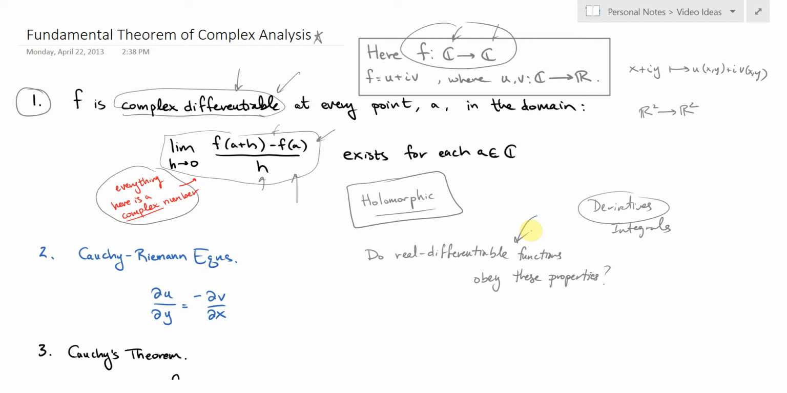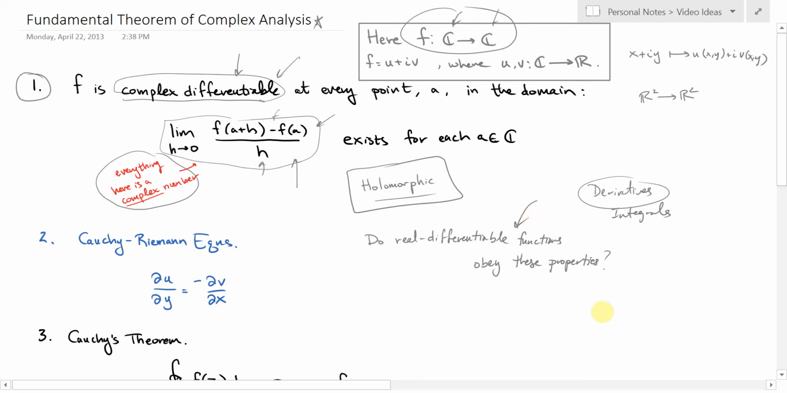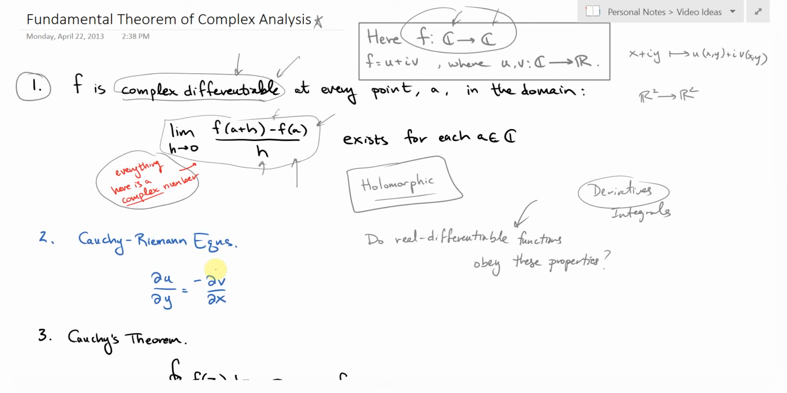So what are some of these equivalent properties that a complex differentiable function, or a holomorphic function, will obey? Well, there's the Cauchy-Riemann equations. Like I said before, you have a mapping of R2 to R2. You can think of it as u of (x, y), v of (x, y).